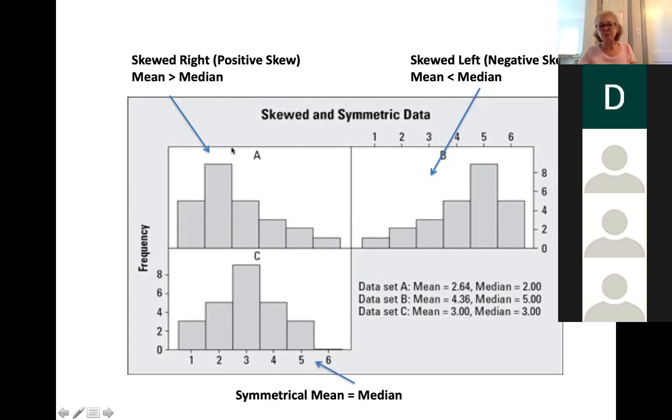When it's skewed to the positive side, the median would be somewhere in here. And the mean would be somewhere over here. So the takeaway from this is when it is skewed to the right, the mean is bigger than the median. The mean is influenced by all of these large values.